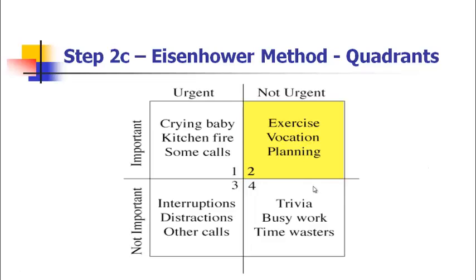For the urgent activities, I will give you an example. Say the baby is crying, or there is a fire in the kitchen, or some calls are coming, then you have to attend to that. Those are urgent activities, but you have not planned for them or for any of your goals. They are urgent and important kind of things, because you have to attend to them. If a baby is crying, then you cannot avoid that.